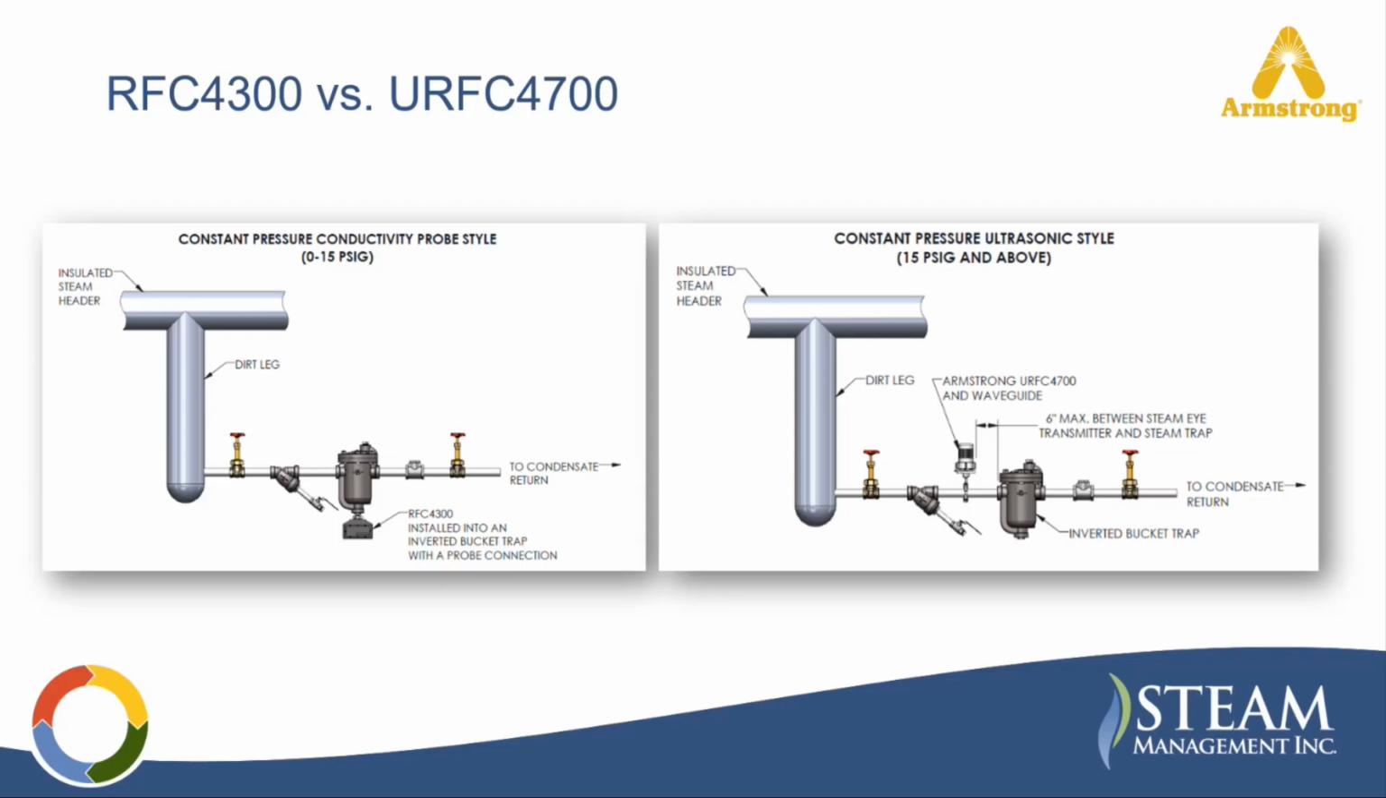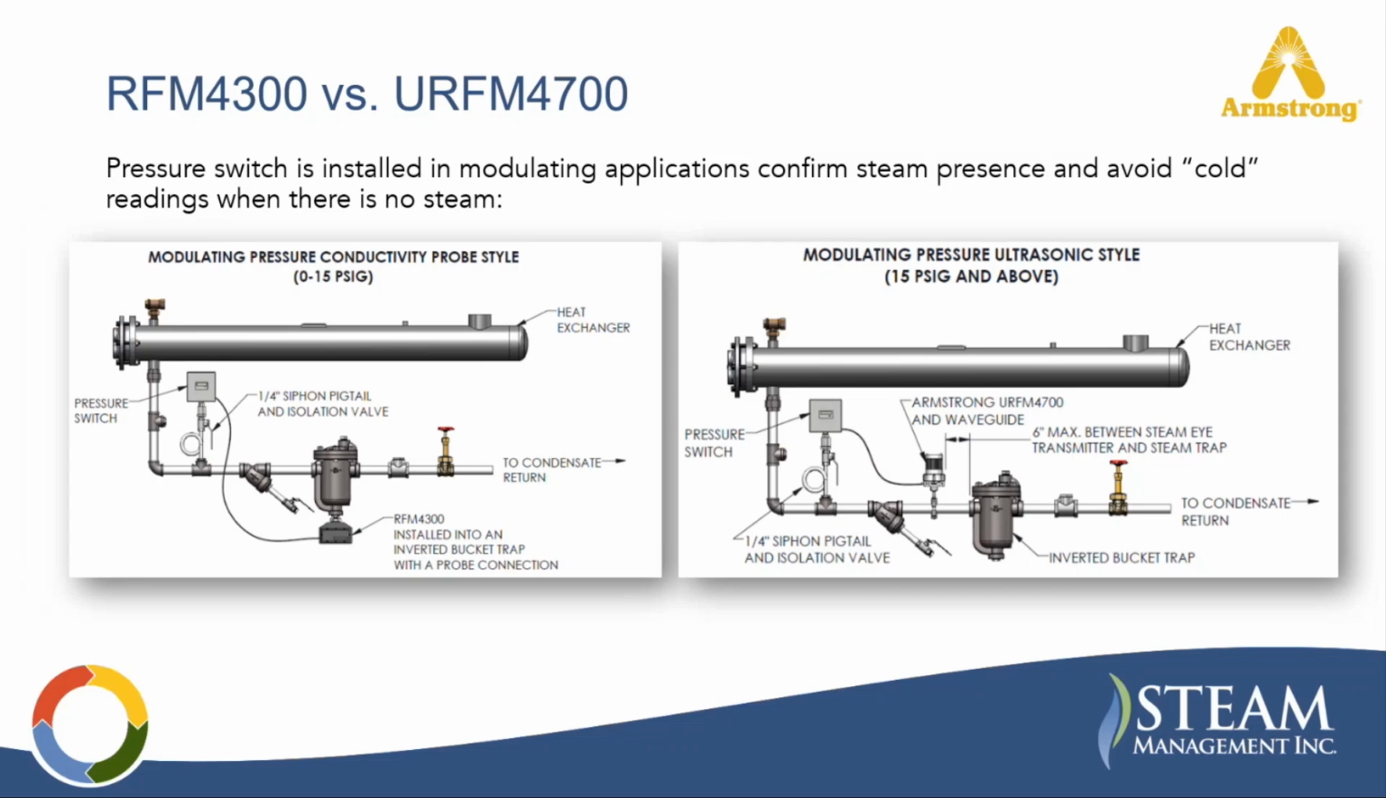Another important detail is that the installations shown on this slide are for constant pressure applications where steam is continuously available at the trap. Now, what if that's not the case? What if steam pressure, we know what it is, but it's not a constant pressure application? What if we have a different situation? That's when we look at our RFM 4300 and our URFM 4700.